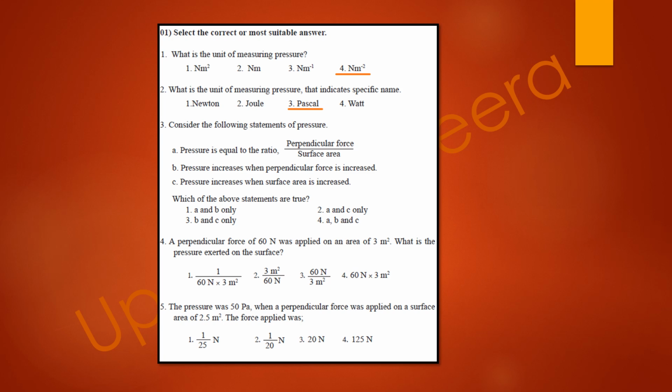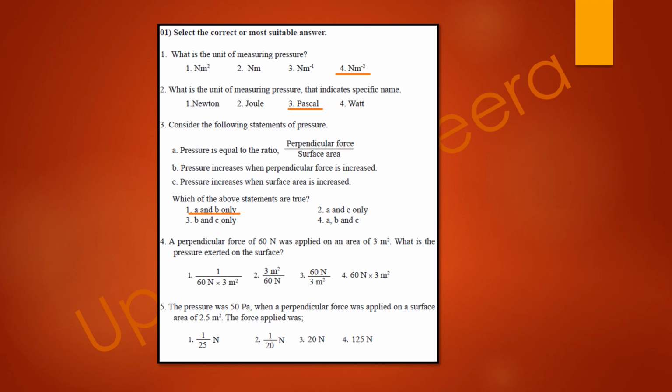Then number 3. Consider the following statements of pressure. A. Pressure is equal to the ratio of perpendicular force over surface area. B. Pressure increases when the perpendicular force is increased. C. Pressure increases when the surface area is increased. Which of the above statements are true? A and B only, two statements. C is wrong because pressure increases when the surface area is decreased. Here it is given when the surface area is increased. So the answer is number 1.